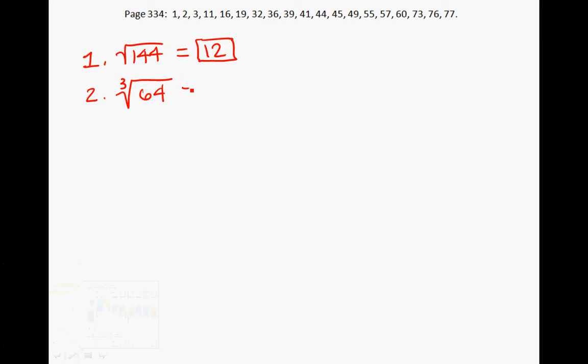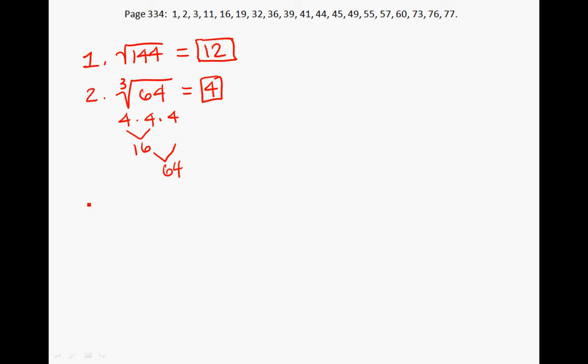Okay, and so you're trying to think of some number times itself that equals 64. So if you try 4 times 4 is 16, 16 times 4 is 64, so the cube root of 64 is one single 4.